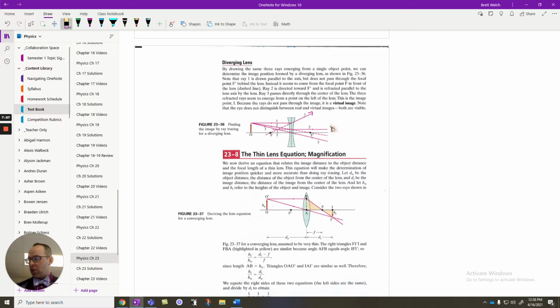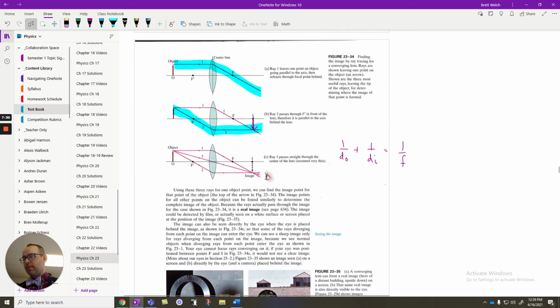If the image occurs on the same side like this, the image is considered virtual. Because if you tried to put in some sort of screen to display this on, the light would never have gotten through the lens to create the image, and so you wouldn't be able to present it on a surface. Whereas with our converging lens, if we come back up here, could I put a piece of paper right here and have that image show up on the piece of paper? The answer is yes, I can, which is a pretty cool deal.